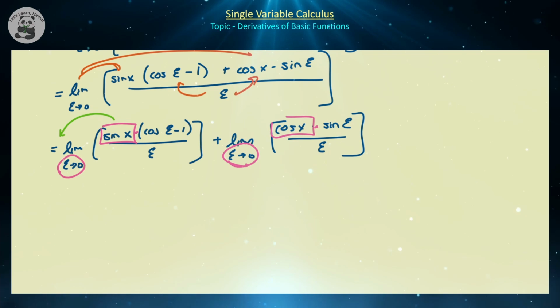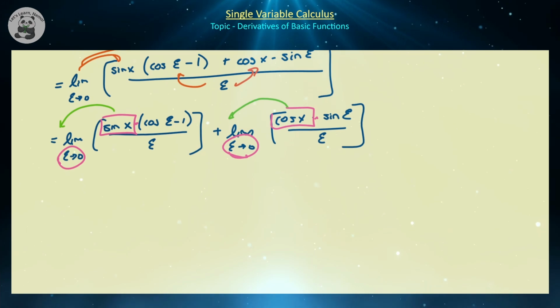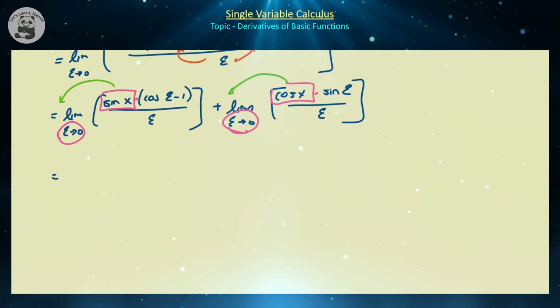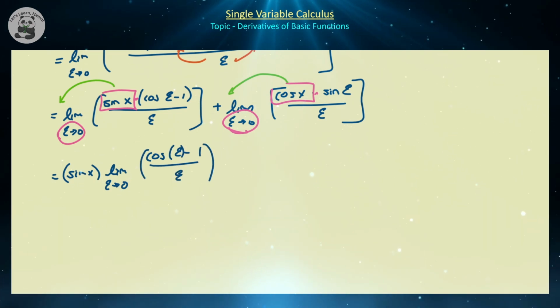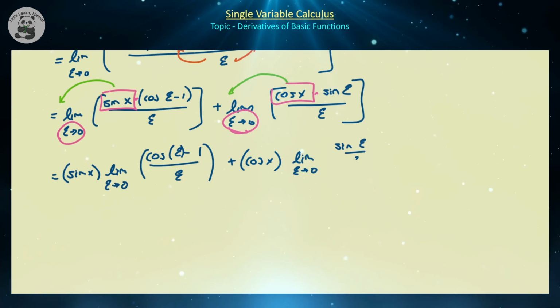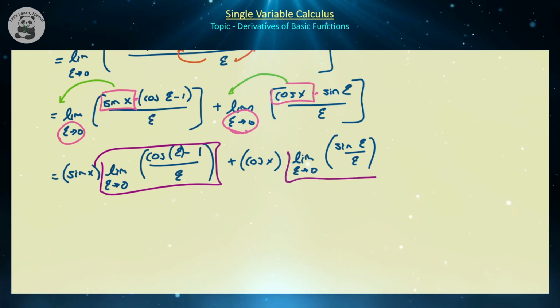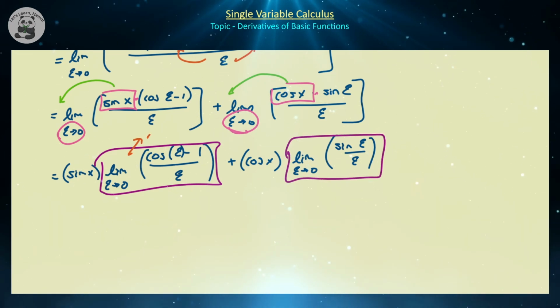So I can factor those epsilon-independent terms outside of the limit. That's going to give me sine of x times the limit as epsilon approaches 0 of the cosine of epsilon minus 1 all divided by epsilon, plus the cosine of x times the limit as epsilon approaches 0 of sine of epsilon divided by epsilon. These limits should look very familiar to you. We should know that this limit goes to 0 and this limit goes to 1. Those are our special limits.